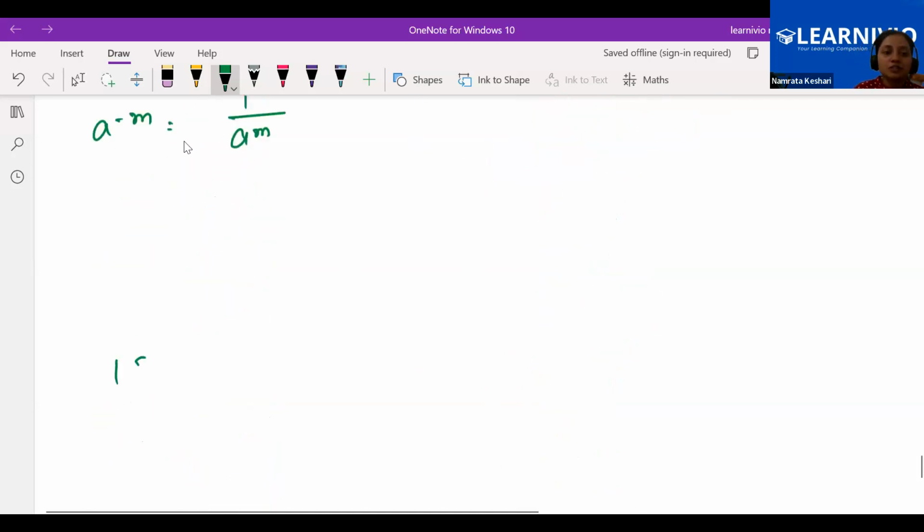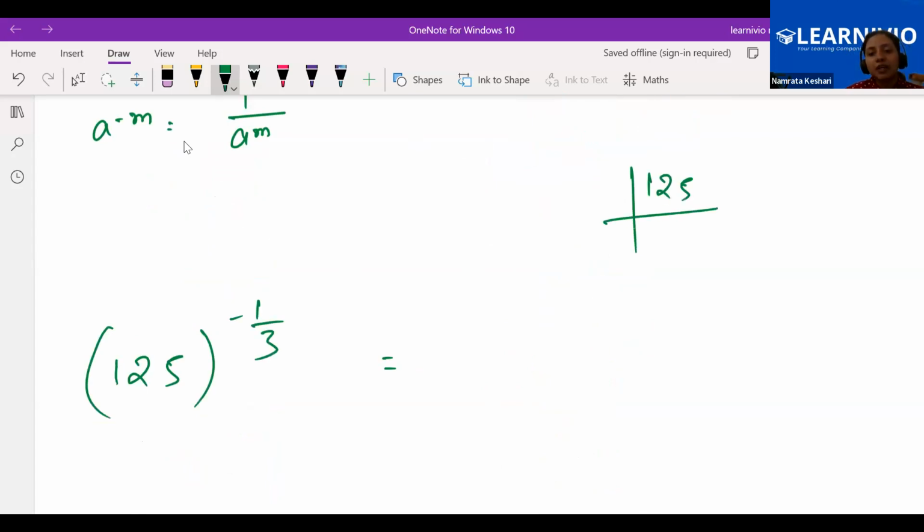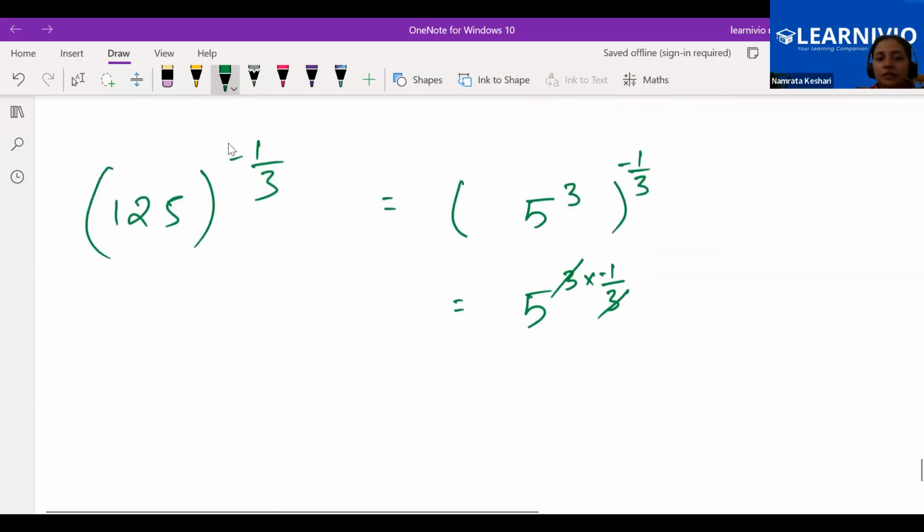Now the last question, 125 to the power minus 1 by 3. First we will be doing the factorization of 125. Tell me, Ayan, Farhan and Sarah, what are you getting? It came out as 5 to the power minus 1, which will be 1 by 5 to the power 1.